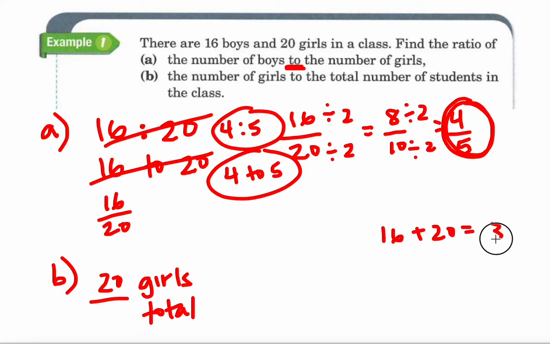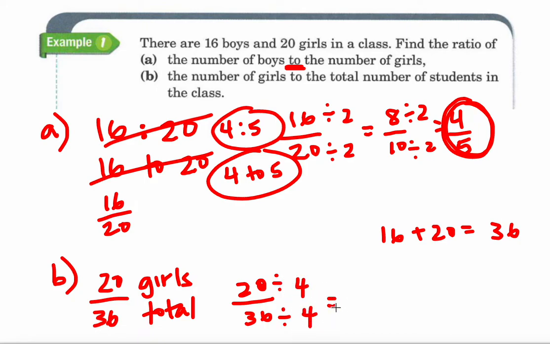That would be a 36. So the ratio of girls to the total would be 20 to 36. Now we should reduce that, simplify that by dividing top and bottom by the same number. Let's see, 4 goes into both 20 and 36. 5 times and 9 times. So the ratio of girls to the total number of students is 5 to 9.